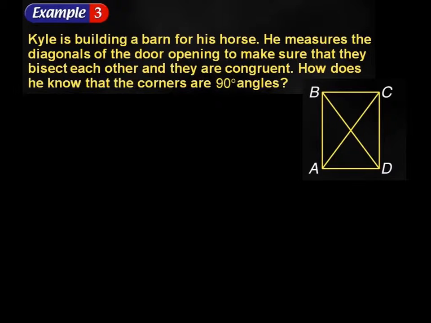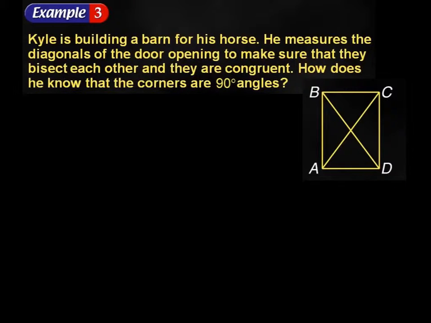When would you ever use this? Well, this is a real construction method. Kyle is building a barn for his horse. He measures the diagonals of the door opening to make sure they bisect each other and they are congruent. How does he know the corners are right angles?